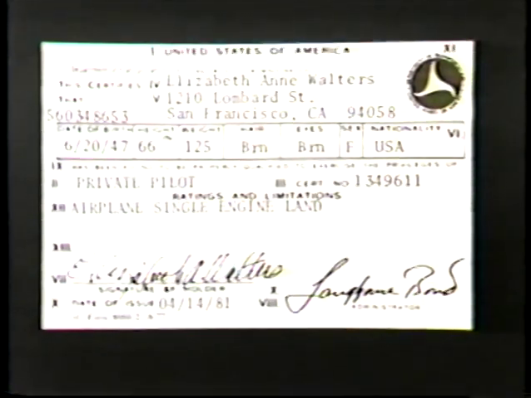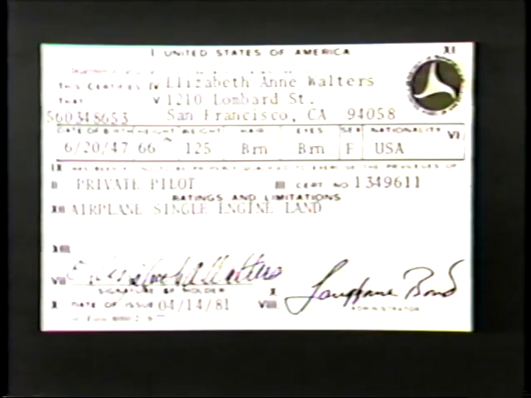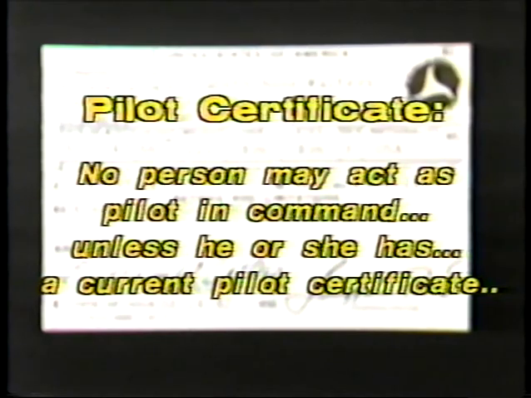Part 61.3, Requirements for Certificate Rating and Authorization. Pilot Certificate. No person may act as pilot in command or in any other capacity as a required pilot flight crew member of a civil aircraft of United States registry unless he has in his personal possession a current pilot certificate issued to him under this part.